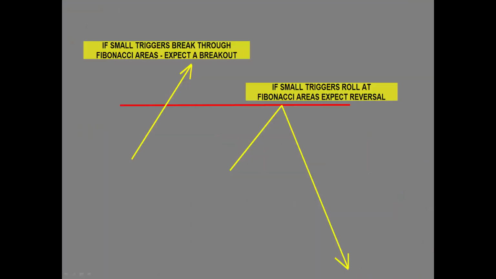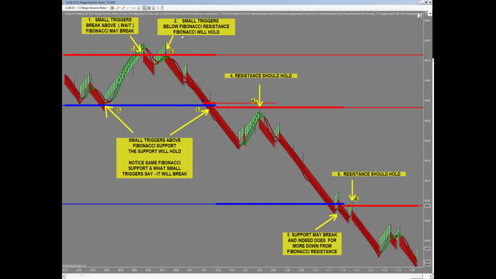One other simple concept that we teach on a regular basis is, if our trigger lines, and we're going to assume that this red line is a Fibonacci resistance line, if our trigger lines physically break through a resistance area, we're going to anticipate that the market is going to keep going. So we're going to anticipate that our resistance is not going to hold. Only if the triggers roll at or below a Fibonacci area of resistance are we going to anticipate that area to hold.